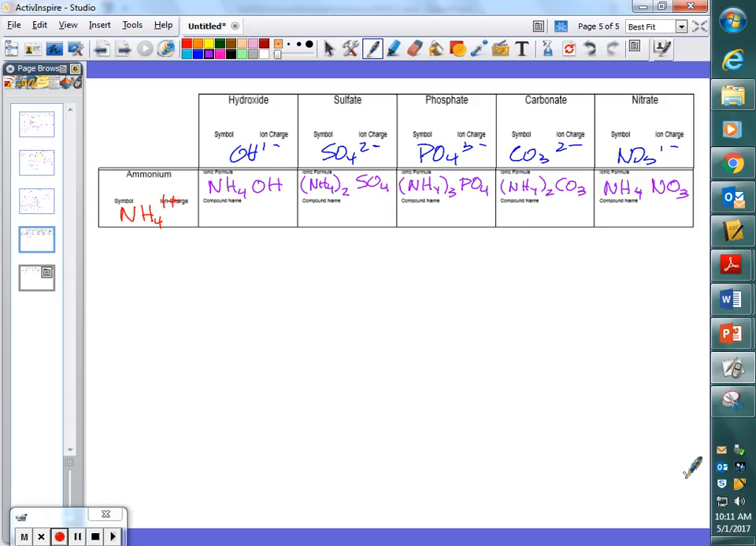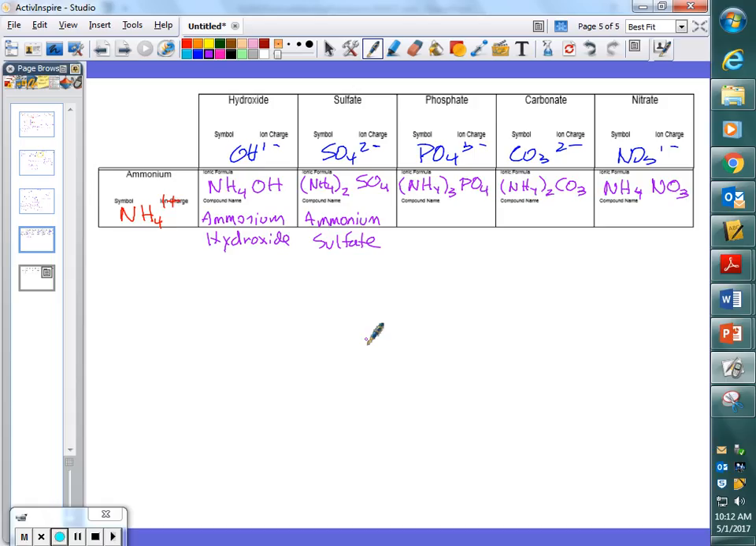Alright, does that make sense? Name-wise, the name is just putting together the name of the cation with the name of the anion. So in this case, the cation is a polyatomic cation, but it doesn't change how we name something. So the name of this formula will be ammonium hydroxide. This is ammonium sulfate. Remember, we don't change the ending of the polyatomic ion.